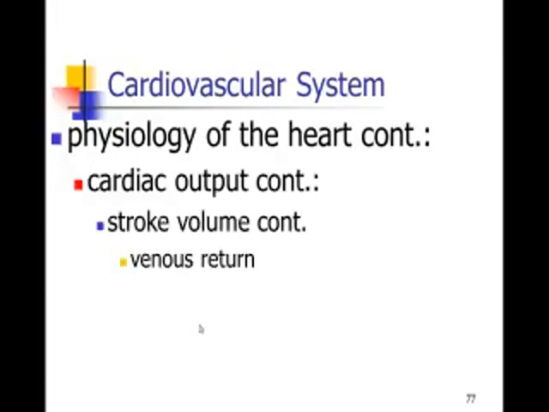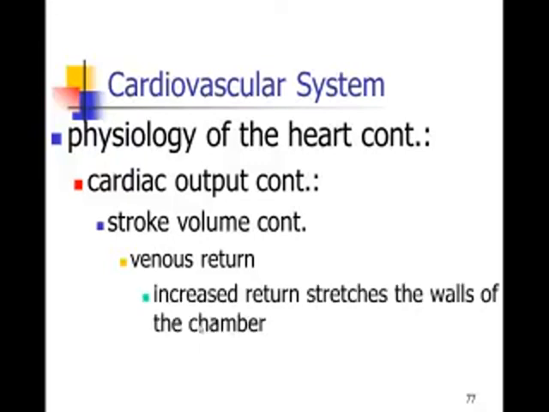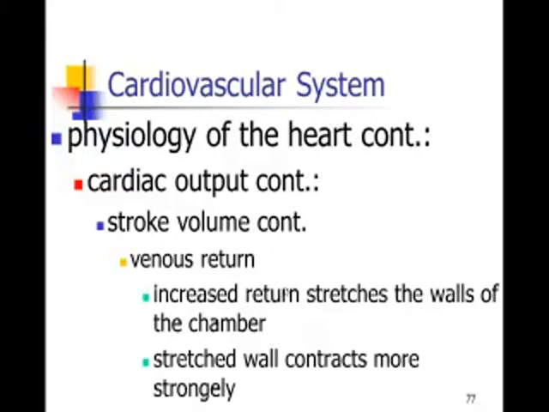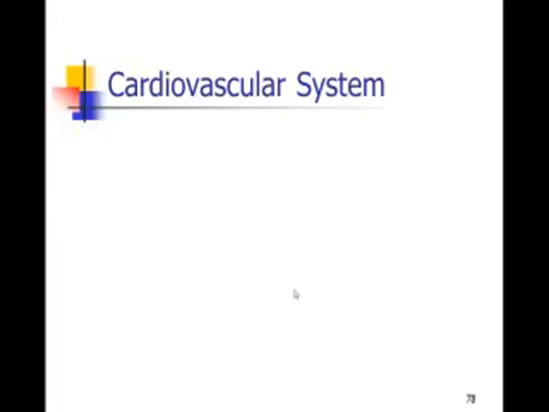You might wonder, how could you affect that? Well, venous return is affected by physical activity, right? And the way it affects the output is if you have a lot of blood coming back from the veins, then the walls of the heart stretch. When the walls of the heart stretch, they contract more strongly and send that blood out. This is very, very cool. Whereas if you have a low venous return, the heart walls don't stretch much at all, and they don't send out very much blood.